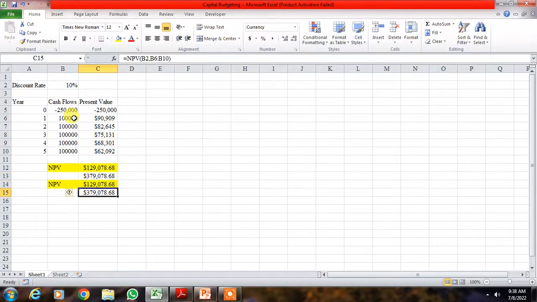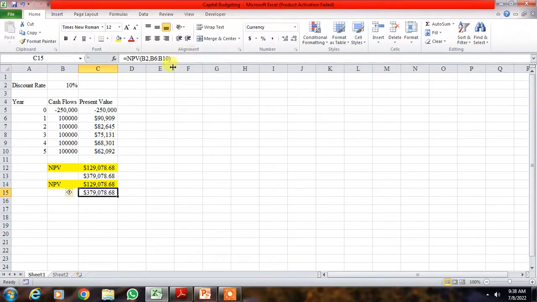This NPV formula does not directly calculate the net present value, but it calculates the present value of the cash flows. In this case, there is an advantage that whether the cash flows are the same or different, you can find the present value by the NPV formula. So now let us adjust it with the NPV formula.